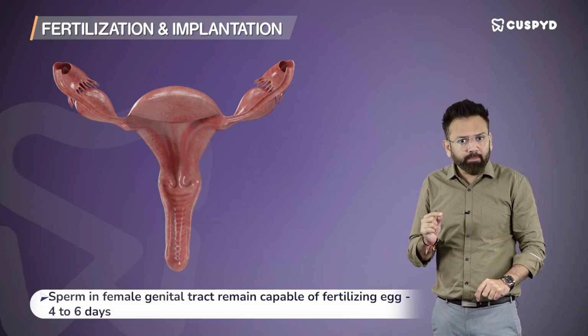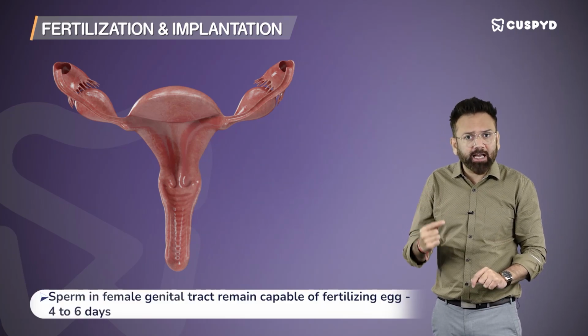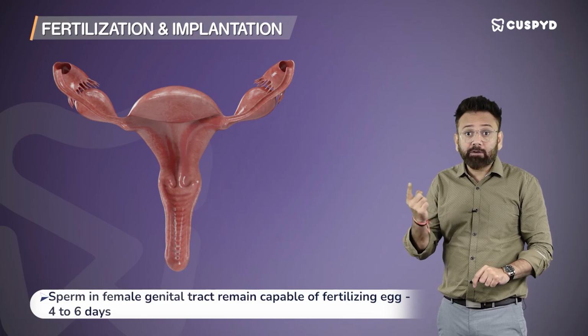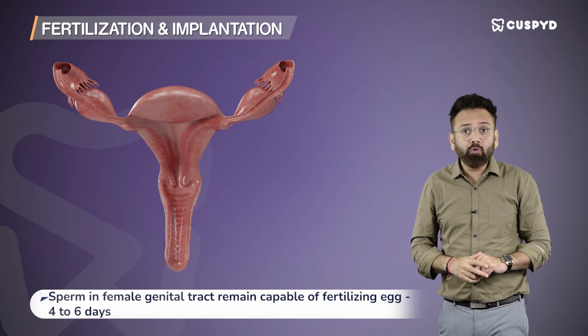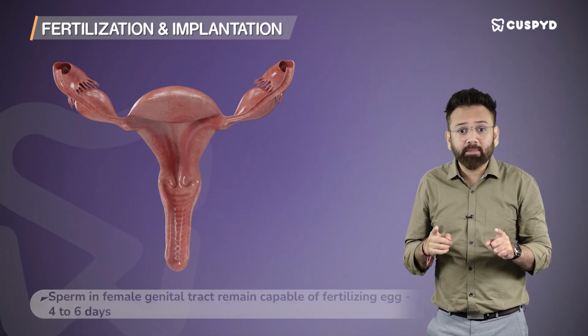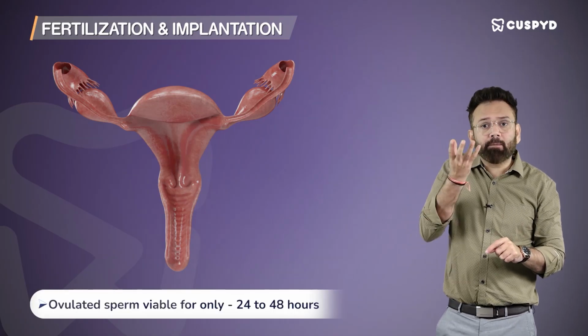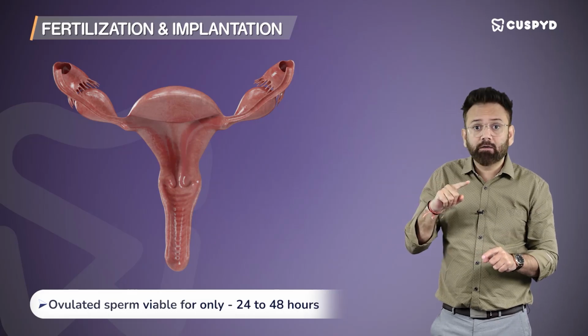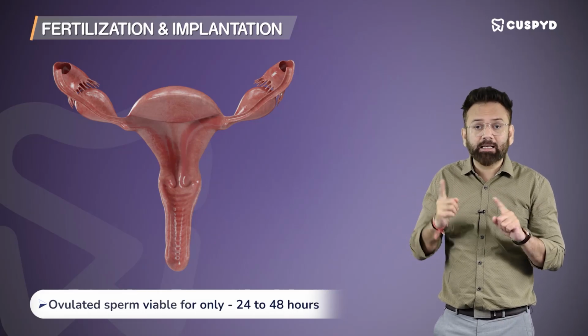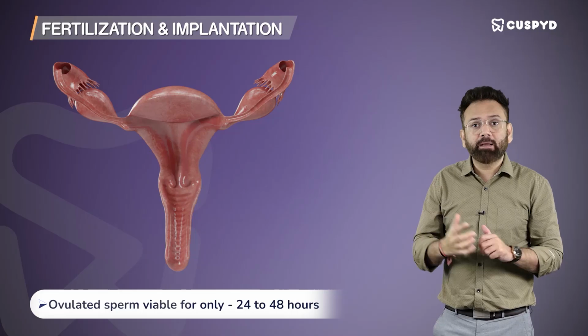So, sperm in the female genital tract remain capable of fertilizing an egg up to what time? Up to 4 to 6 days. And ovulated ovum remains viable for 24 to 48 hours. So, if you are planning to fertilize the egg, these things can be helpful.